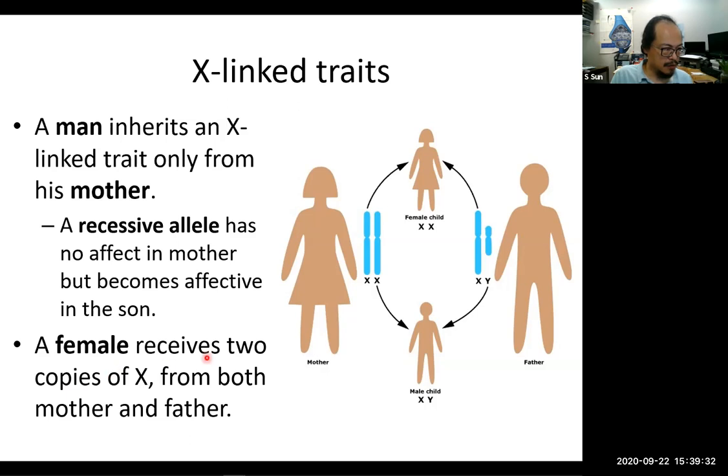A female will receive two copies, one from the mother and one from the father. So it doesn't really matter for her. If she has the recessive allele, she will know, and she might not be able to pass it on, might not give birth, or something. But even so, she will definitely get a healthy X from the father. As for the one from the mother, it doesn't really matter whether it's healthy or not, because she already has a healthy one from the father to support her to live, right? So that's the X-linked traits.